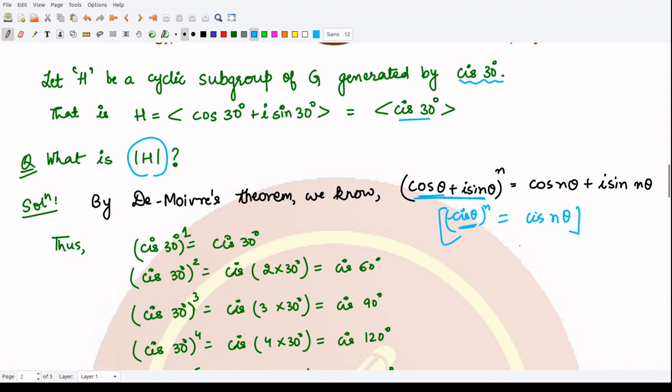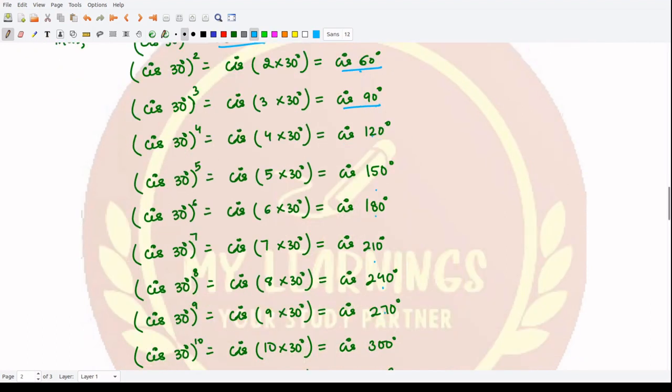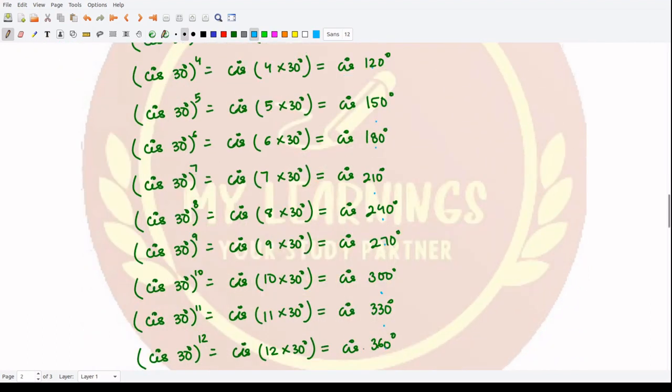Here we'll make use of this result in order to calculate the powers of cis 30 degree, because we wanted to see how many elements are present here. So when you take different powers, raised to power 1 is cis 30, raised to power 2 is cis 60, raised to power 3 is cis 90. By using this result, we are able to compute all the values. So you see we have all the angles as multiples of 30: 30, 60, 90, 120, 150, 180, 210, 240, 270, 300, 330 and 360, right?